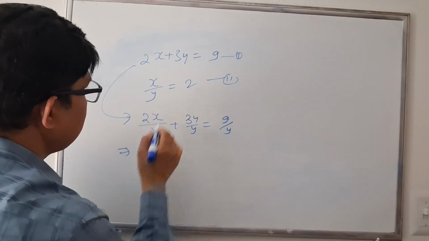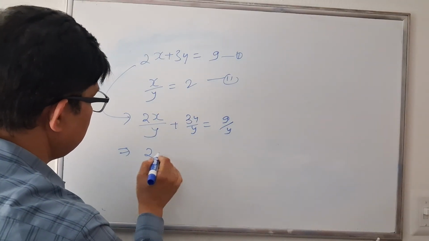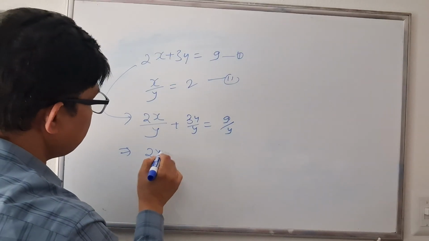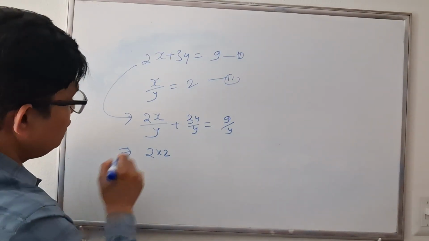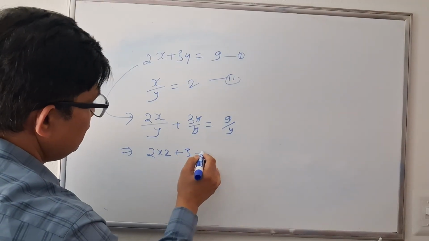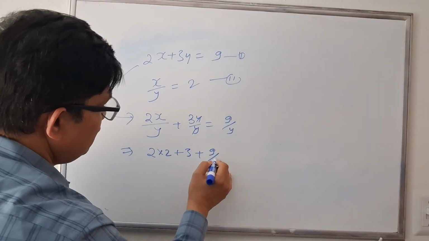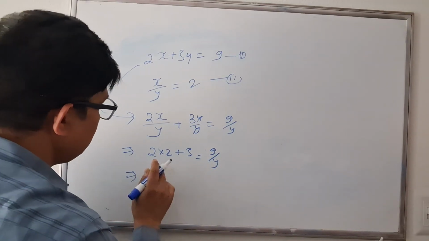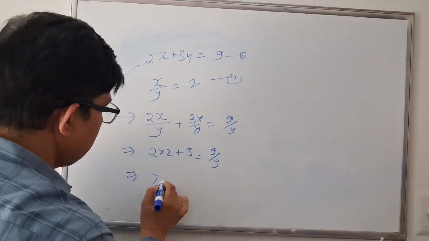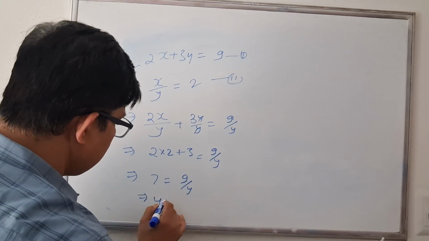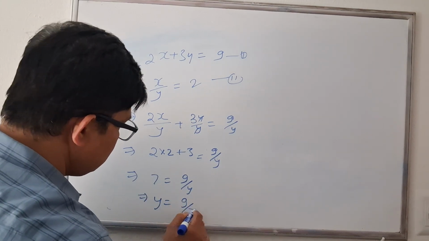Okay, it's given x by y is 2, so 2 times 2. Yes or no? Y cancelled. 3 plus, is equal to 9 by y. So this is 4 plus 3 is 7, is equal to 9 by y. So y will be 9 by 7.